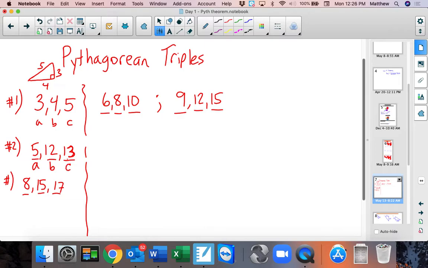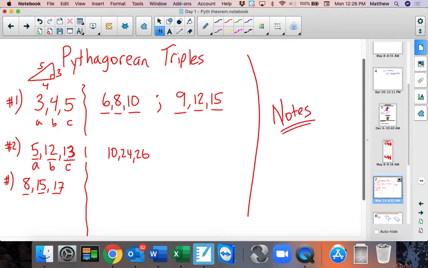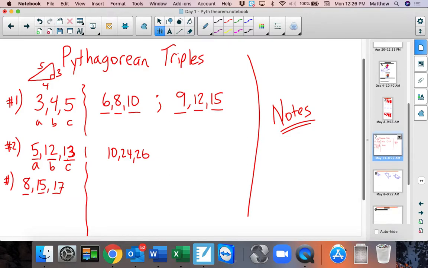If this is A, B, and the hypotenuse is always the longest, that's C. If I multiplied each one of these by 2, I'd get a 10, 24, 26. That is a Pythagorean triple. And I could keep going like that. But this is a super helpful tool. I would please put this in your notes. It'll save you a lot of time, especially on standardized tests. You can hit pause and put it in your notes if you want.